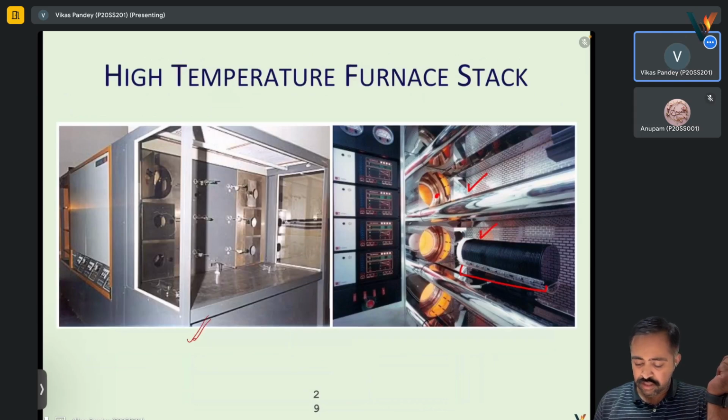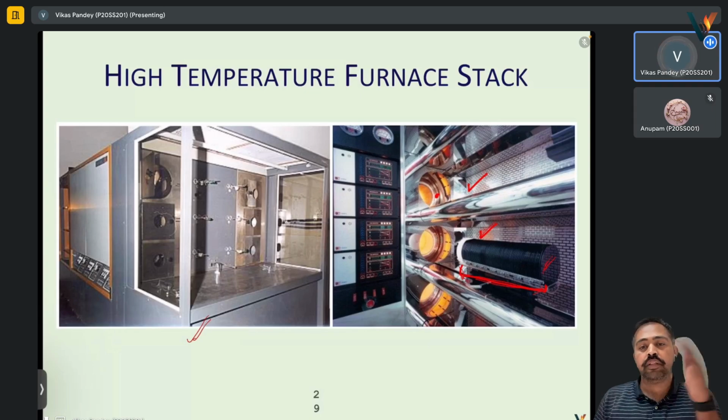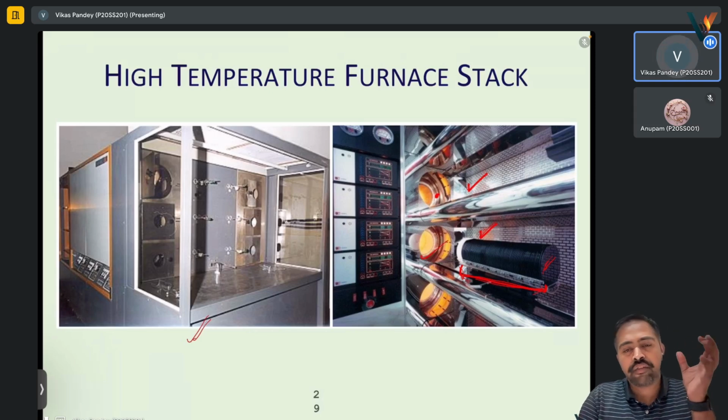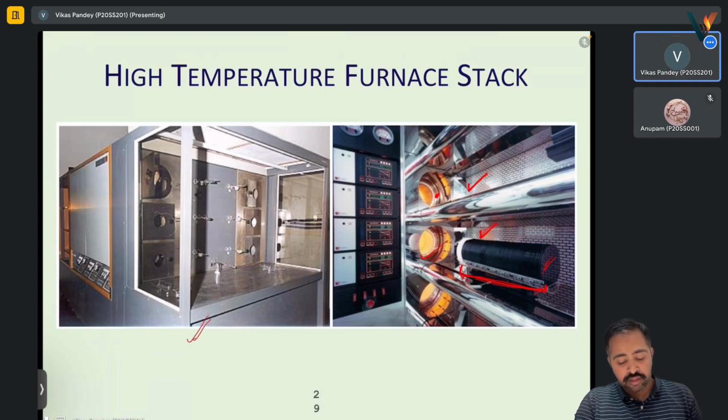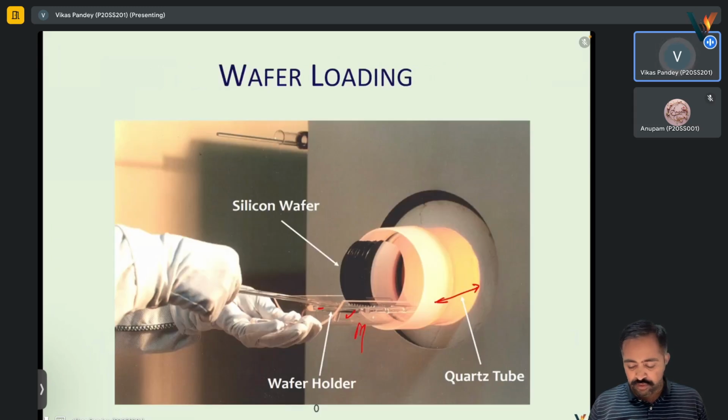These are wafers. You see the wafers, they have been stacked and kept inside the furnace, which is at a very high temperature, like 800, 1200, 1100 degrees Celsius. The wafer is loaded in a quartz tube using a quartz wafer holder, so that it can sustain so much heat.